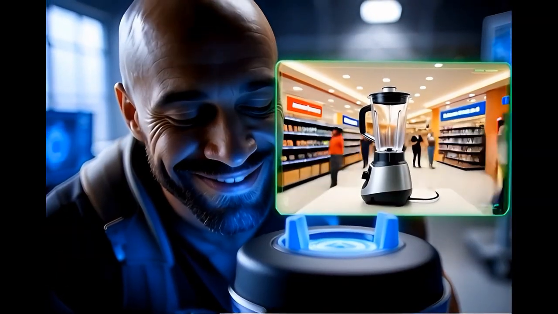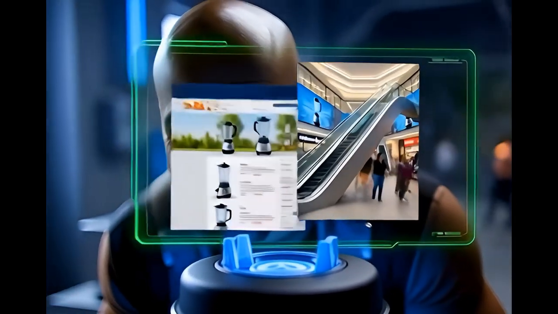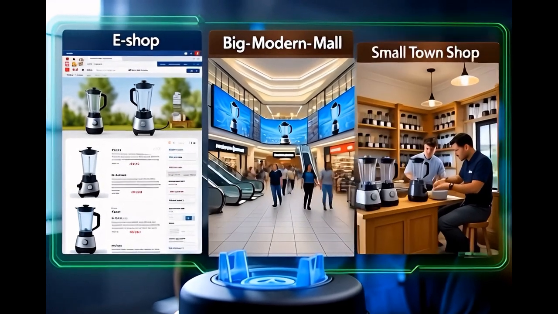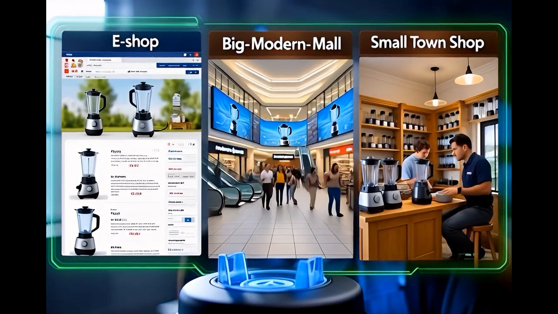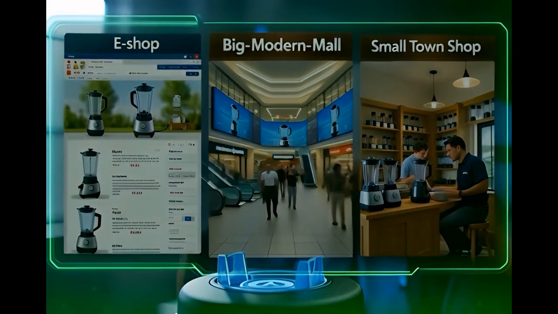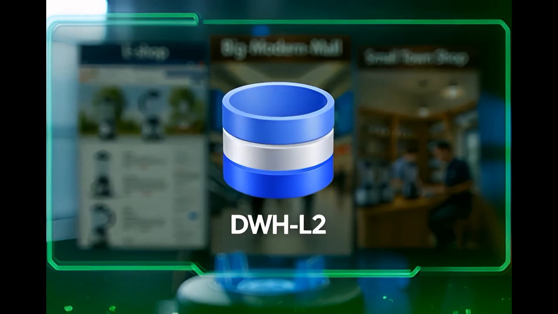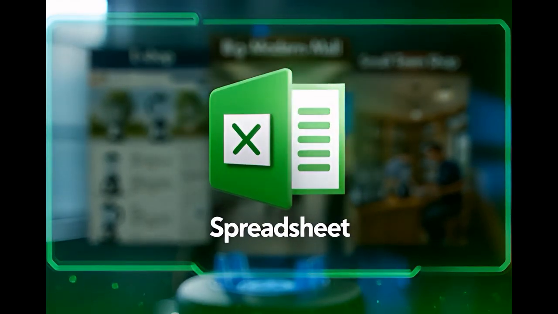In the fifth step, let us have a look at distribution. In the case of the blender, it could be from an eShop, through a mall with a vast variety of products, or just a simple village store. Analogically, our data product may be distributed through the presentation layer of the data warehouse itself, as we already suggested by a data mart or a sandbox, or via Excel itself.